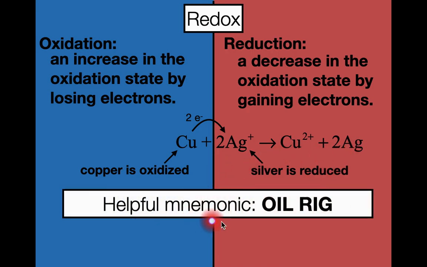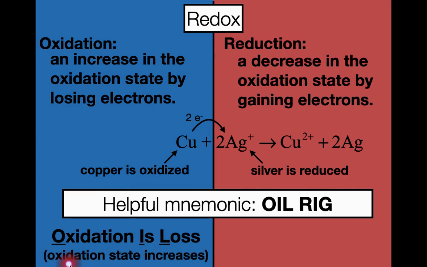A helpful mnemonic for this is OIL RIG. I know it sounds kind of silly, but it's very well known in chemistry. OIL stands for oxidation is loss. Loss of what? Loss of electrons. So by losing electrons, its oxidation state increases. Just remember, electrons are negative. If you lose something negative, you become positive.